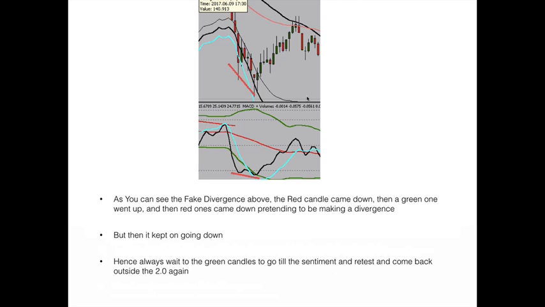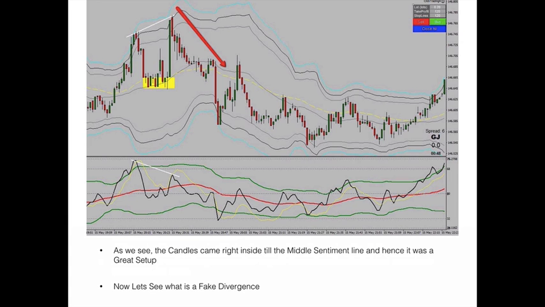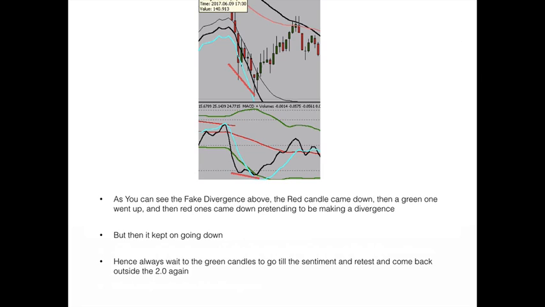Why this happened is because you played a fake divergence. The candles came down, but you didn't let the candle go back till the sentiment line or near that sentiment line. If it comes down, goes a little bit higher and comes down back again, that is a fake divergence. Don't play it. Okay, hence always wait for the green candles to go till the sentiment line, retest, and come back outside the 2.0 again, just like this. As it went up, came down till the sentiment line, and went back again. Okay, these are the best setups.